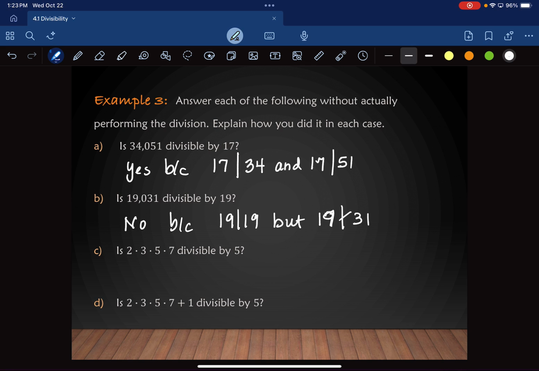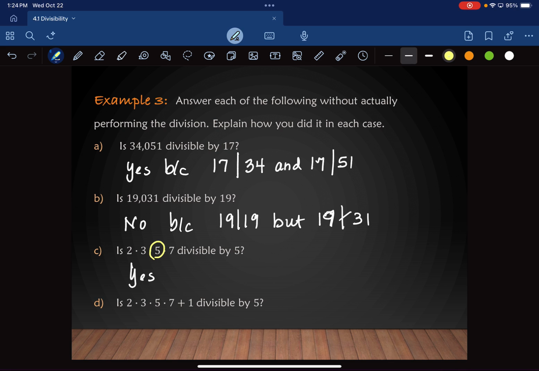How about, again, the goal is not to multiply 2 times 3 times 5 times 7. If that's what you looked at and thought you were going to do, you're not. 2 times 3 times 5 times 7 is some number. Is that number divisible by 5? Yes. Allie, you want to give us some thoughts as to why? Because there's a 5 in it. That's exactly right. The fact that there is a 5 right here is enough.